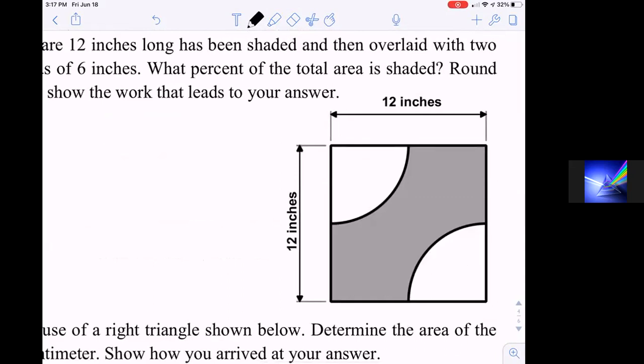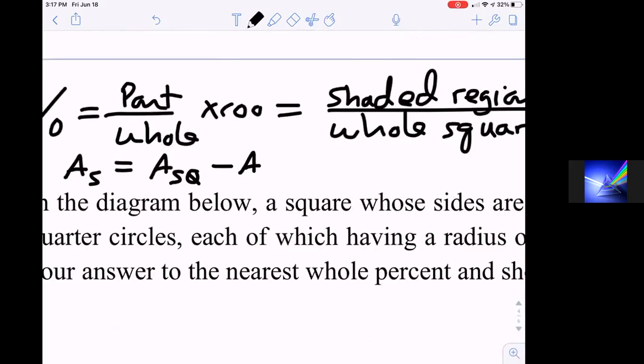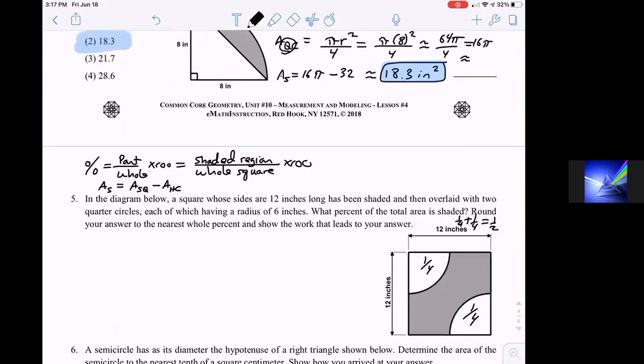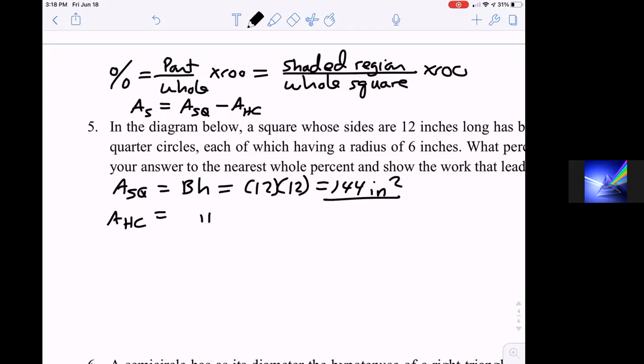minus, we're going to subtract from the area of the square 2 quarter circles. Now, a quarter of a circle plus a quarter of a circle, quarter plus a quarter adds up to half a circle, right? So it's the area of half a circle. So let's figure these out. Area of the square is going to be essentially base times height, or side squared, and that would be 12 times 12, or 144 square inches.